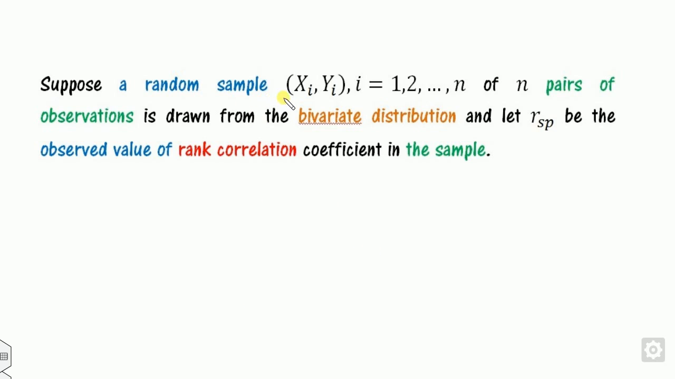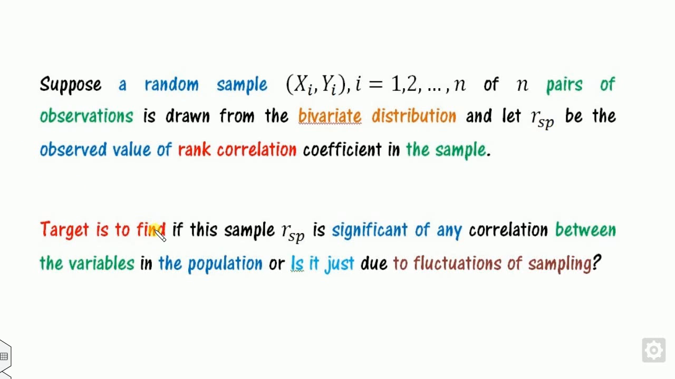Suppose there are two random samples, x1 y1, x2 y2, up to xn yn, consisting of n pairs, and r_s is the observed value of the rank correlation coefficient. Our target is to check whether there is a significant difference between the Spearman rank correlation coefficient we obtained and the population correlation coefficient, or whether it is just due to sampling fluctuation. To define this, we need to explain it with the help of testing of hypothesis.